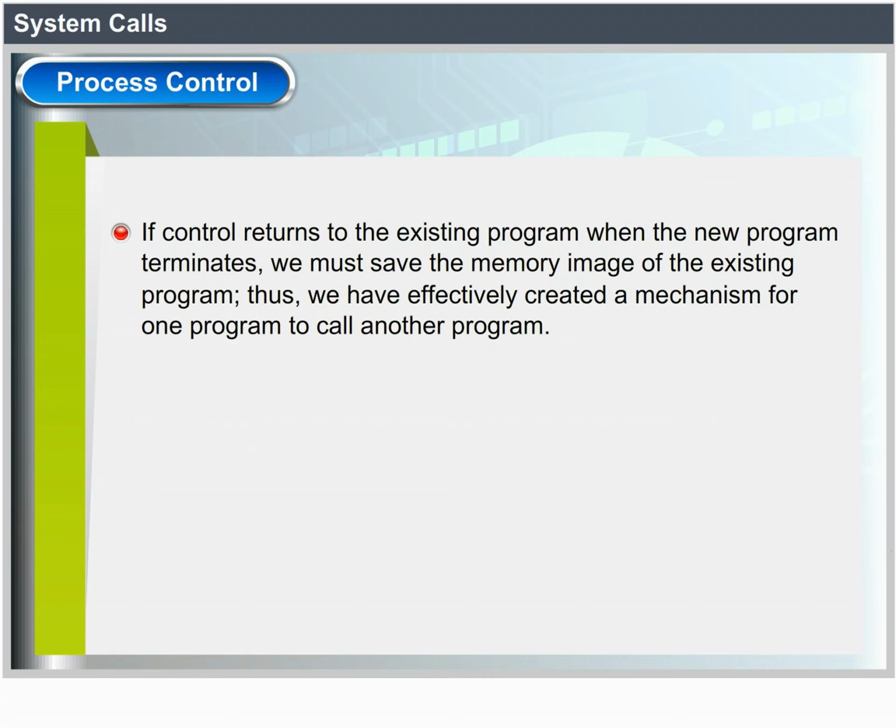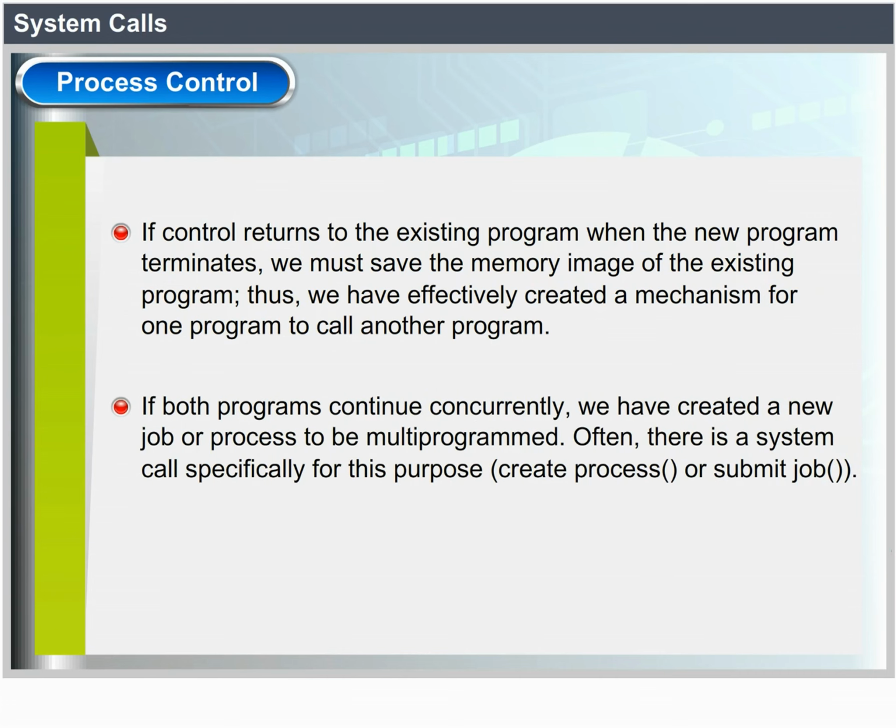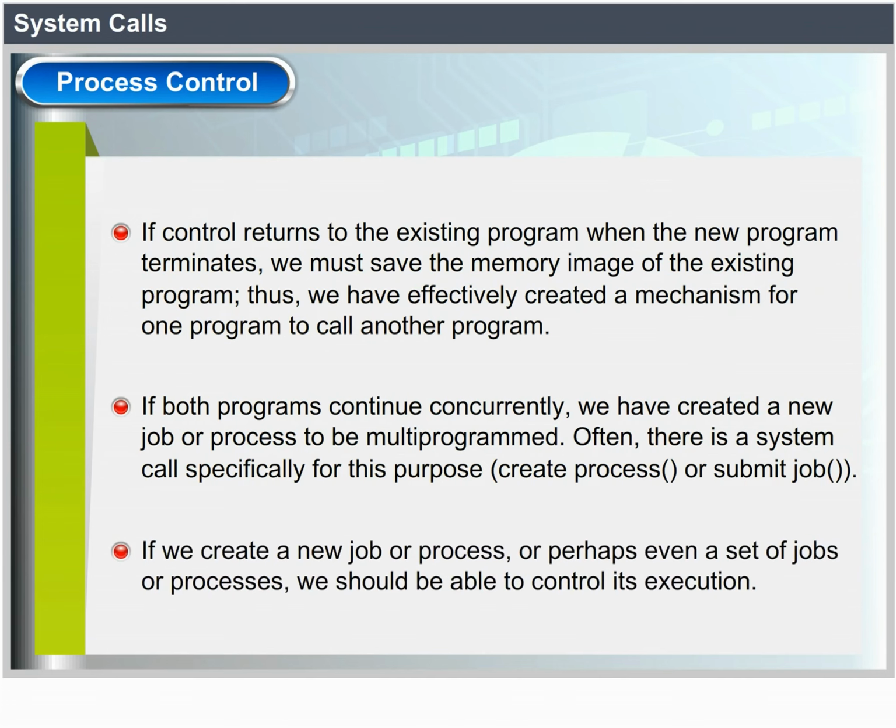If both programs continue concurrently, we have created a new job or process to be multiprogrammed. Often, there is a system call specifically for this purpose, create process() or submit job(). If we create a new job or process, or perhaps even a set of jobs or processes, we should be able to control its execution.